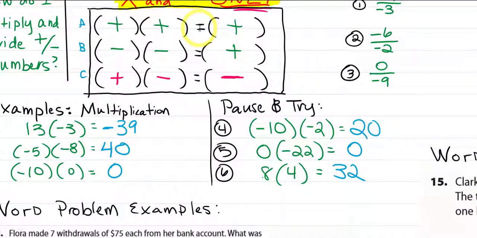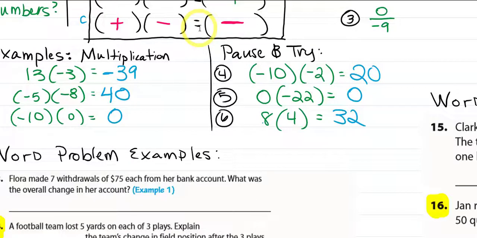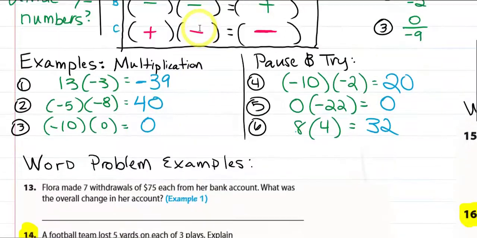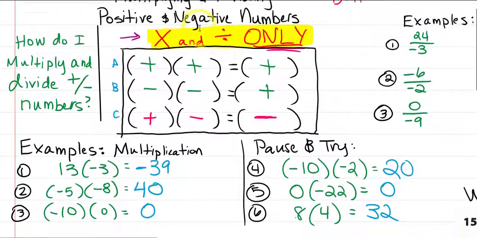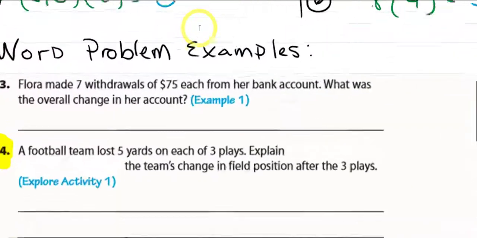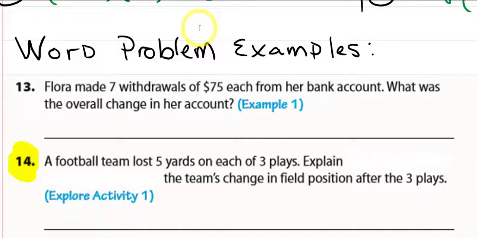So be sure to write down any questions you may have, and we can go over them in class. We're also going to have to apply these same rules for multiplication and division when using word problems. So let's take a look at an example of that. We're going to look at number 13 here. It says Flora made 7 withdrawals of $75 each from her bank account. What was the overall change in her account?